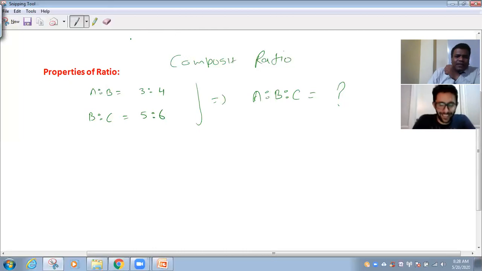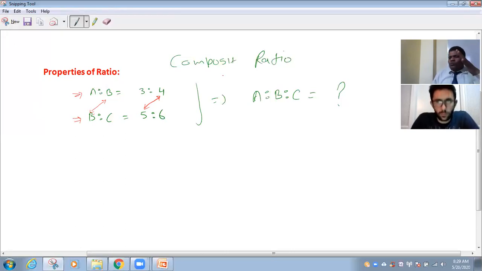Fine. See here, there are two different ratios. One is this, the other is this. I want to club these two, to join these two. And who is the mediator? B. You can see B is common in both. If this mediator is the same, we can club these two. Now you can see on this side the mediator is not the same. This one is 4, this one is 5. So this is not the same. That's the reason we are not able to club these two.